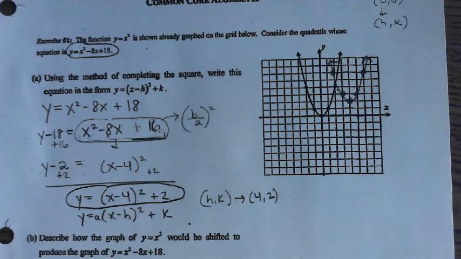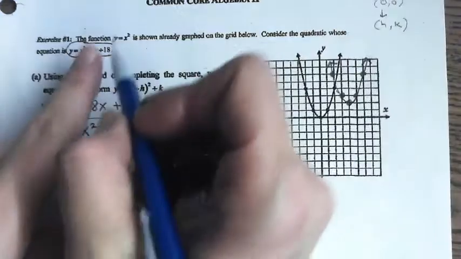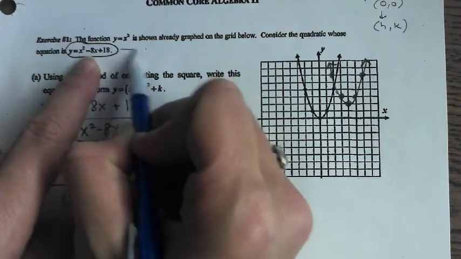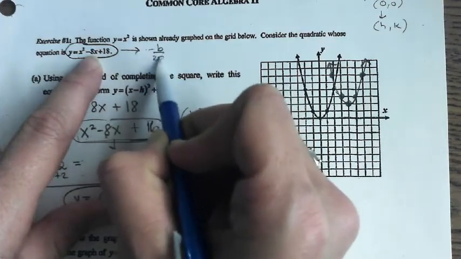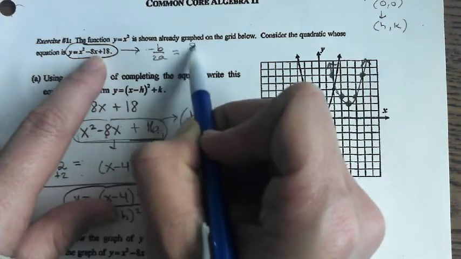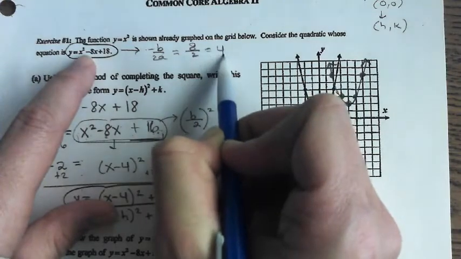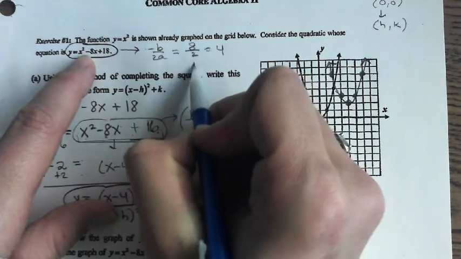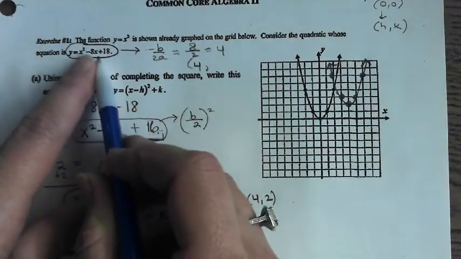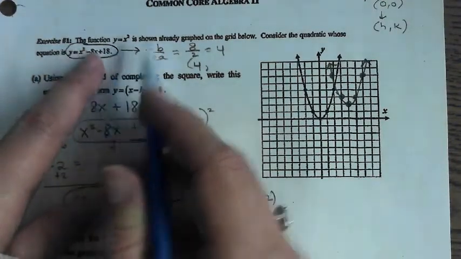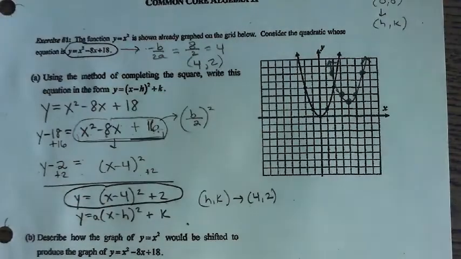Just for the sake of showing you how it's the same no matter what. If you were to find the vertex from standard form, -b over 2a is 8 over 2, which is 4. There's your x coordinate. You plug 4 back in, you're going to get 16 minus 32 is negative 16 plus 18 is 2. There's your vertex, same vertex we got from completing the square. Follow?